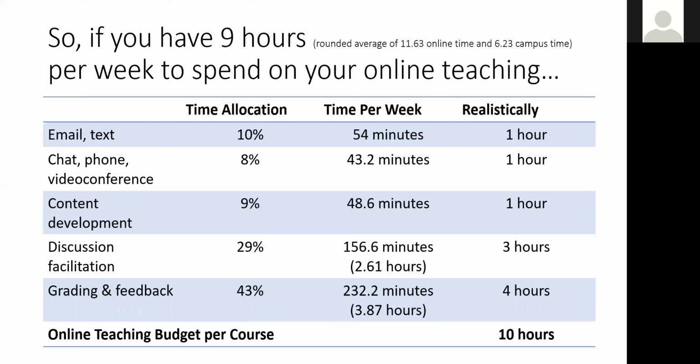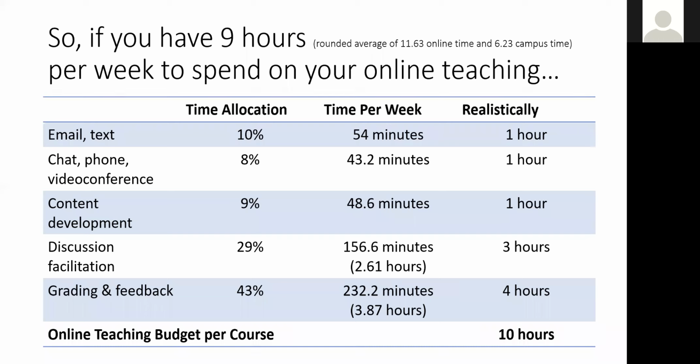But if we look at the numbers then, what it tells us is about 10% of our time should be on interaction, text, email, those kinds of things, the one-to-one communication. The live stuff, the synchronous interaction, about 8%, content development, 9%, discussion facilitation, again, about 30%, grading and feedback, about 43%.